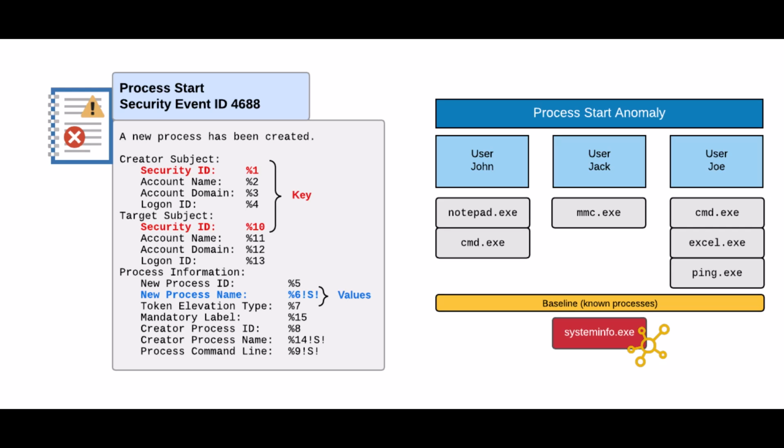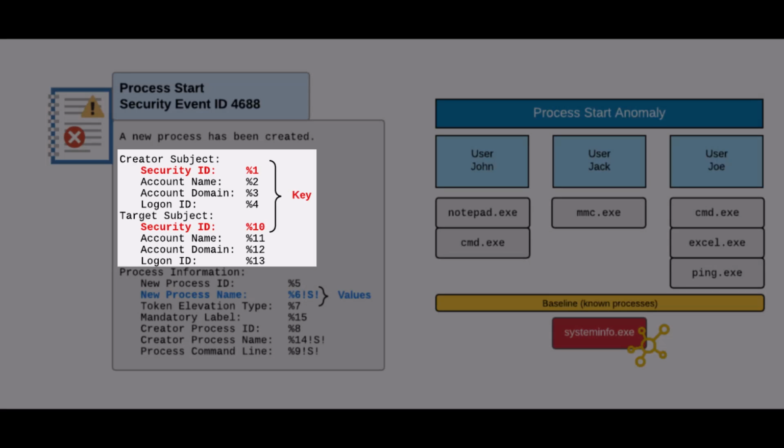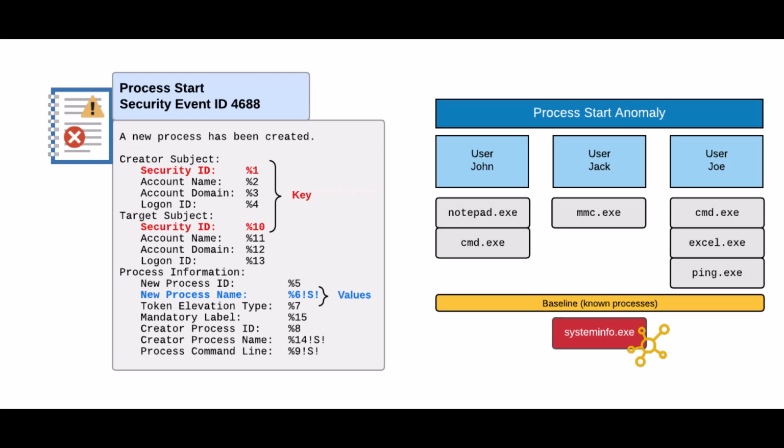We're using a combined key of two fields here, the security ID of both areas, target and creator subject. And the only reason we're doing that is because sometimes the username shows up in the insertion string number 1 and sometimes insertion string number 10, depending on if it's run as administrator, etc. But I don't want to go too much into detail with this one, so let's just remember that we're creating a key based on both of these together.